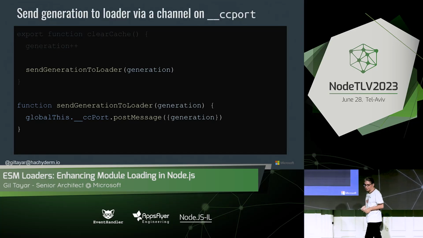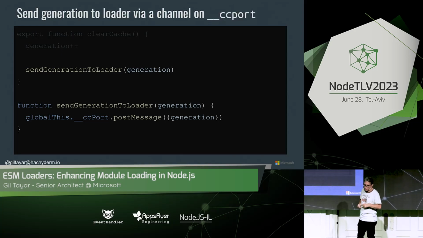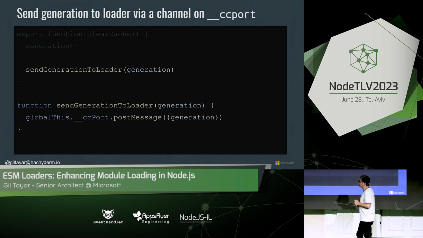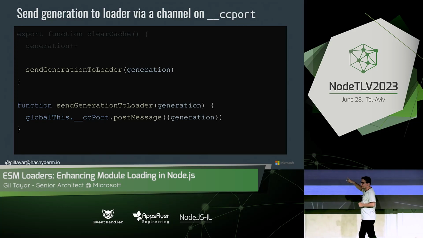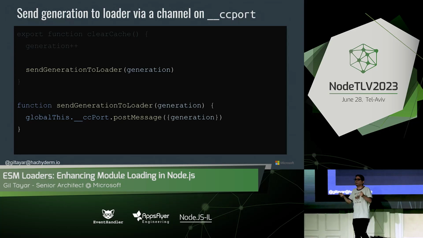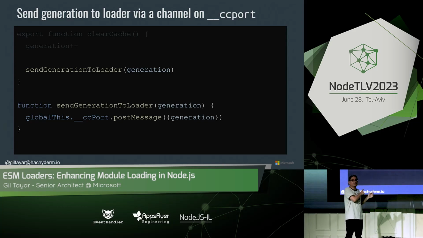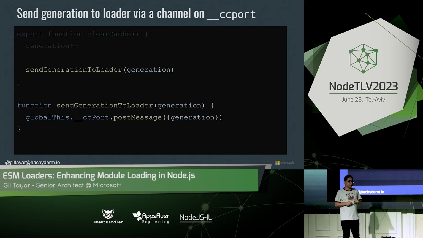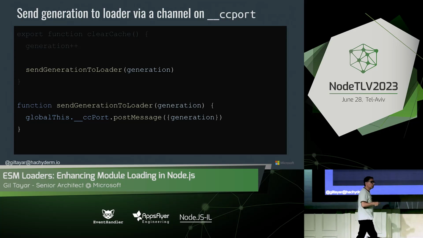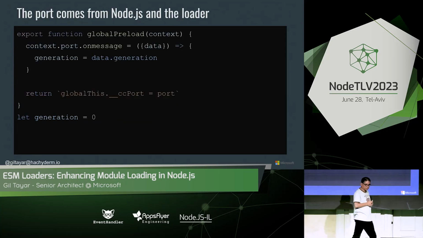Okay, so let's look at clear cache. We increment the generation, and we send the generation to the loader. How do we send the generation to the loader? We use a port. A port is a Node.js mechanism to communicate between workers. And we'll see how we get that port in a second. Just believe me, we'll get that port. So we post a message with a generation. That is how we send the loader the new generation.